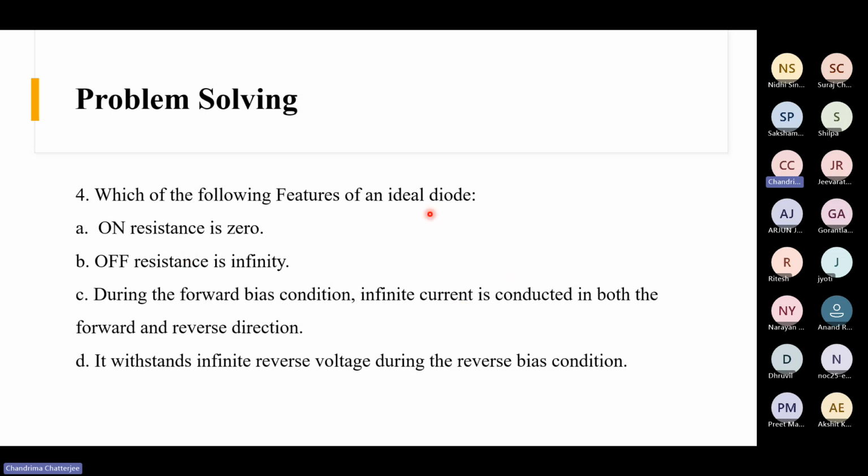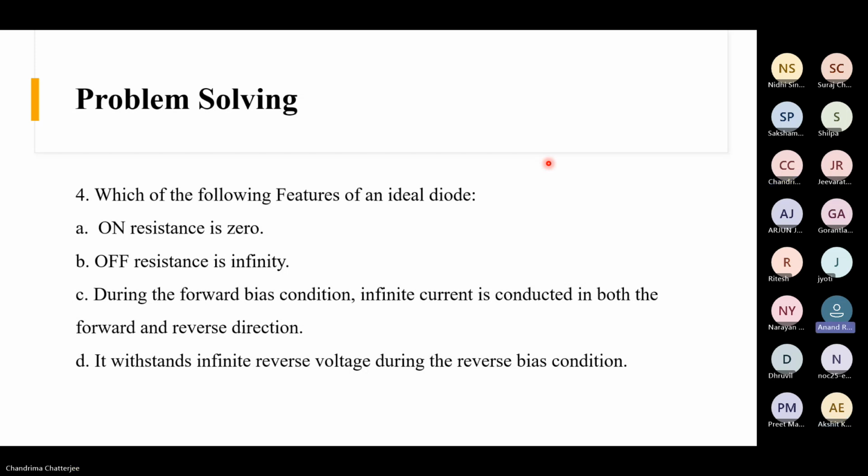Which of the following are features of an ideal diode? So I think you can tell what the features of an ideal diode are. You can try it, no problem. Even if it is wrong, no problem. You can just try to tell. What do you think? I'm ABD.